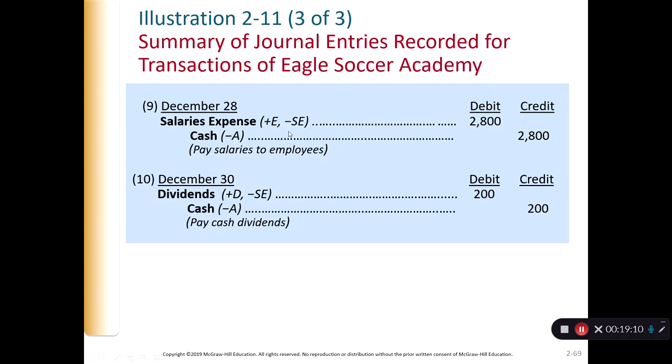And when we pay the salaries to the employees almost at the end of December, we remember that an expense account increasing is considered a debit balance account. It's $2,800 with a debit, and the cash is $2,800 because we have a cash decrease. And on December 28th, we pay the dividend to the shareholders. And dividend, remember, is a debit account. Hence we debit $200, and when we pay cash out, we credit cash.